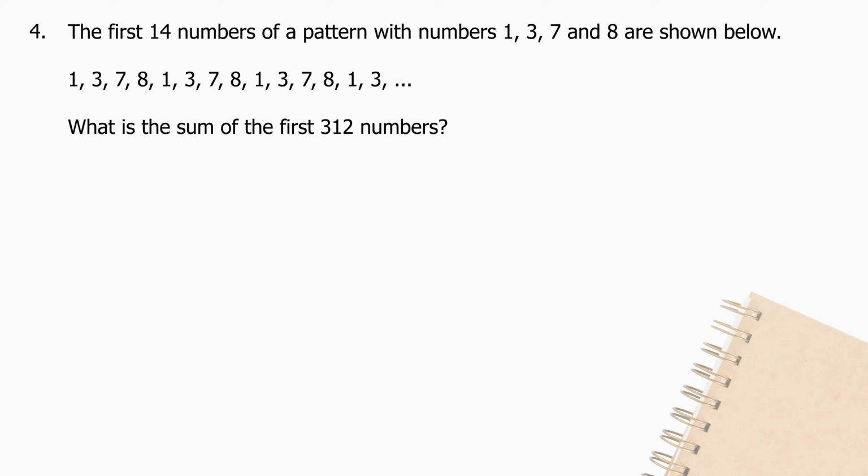Question 4. The first 14 numbers of a pattern with numbers 1, 3, 7, and 8 are shown below. 1, 3, 7, 8, 1, 3, 7, 8, 1, 3, 7, 8, 1, 3. What is the sum of the first 312 numbers?